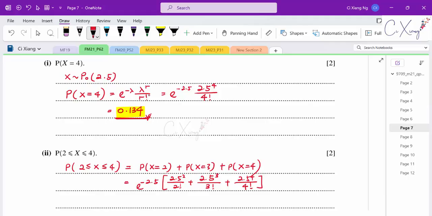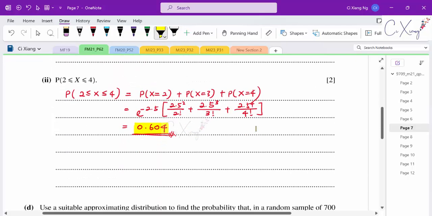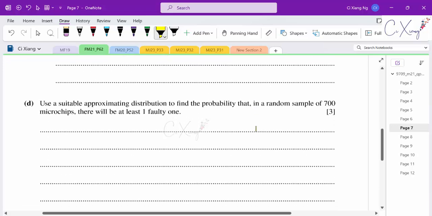Okay, and then again, press the calculator and get the value correct to 3 significant figures. You should get 0.604. Alright, so this is how we answer part C. Continue further to part number D.